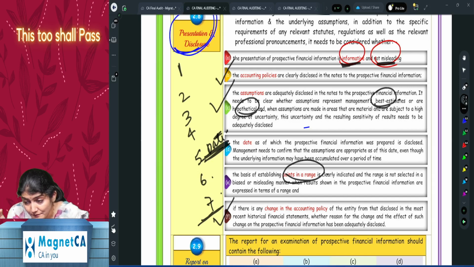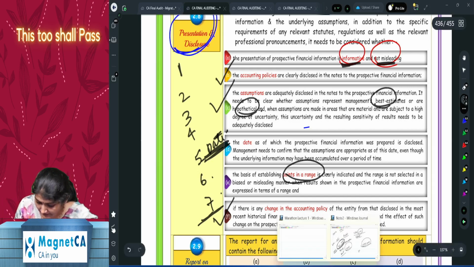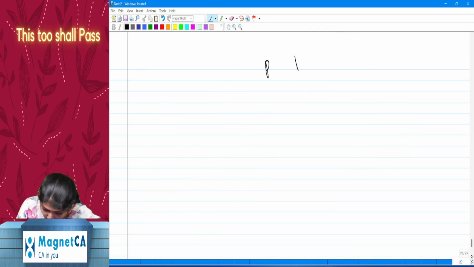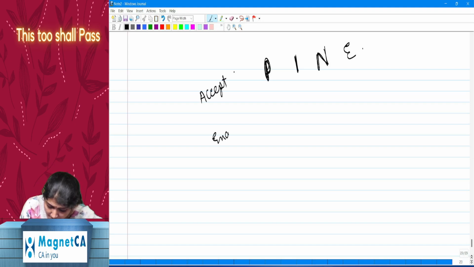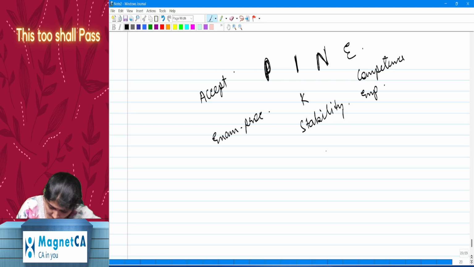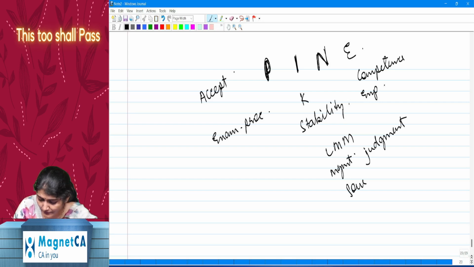What are these 7 points which you see? First question is acceptance. In acceptance, what was there? PINE. You remember PINE? The period, then the intended use of the information, then the nature of assumptions, the elements to be included. That was the acceptance. Then after that you had the examination procedures: knowledge of the business, stability of the client's business, then management's competence, the engagement team experience, then the likelihood of material misstatement, how much is it affected by management judgment, and also the most important one, the sources of information underlying the assumption.